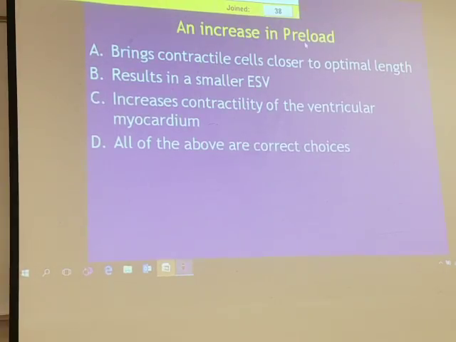So you can describe preload as an increase in force independent of contractility. Contractility is an increase in force independent of fiber length. And with preload, that's what's changing, fiber length, getting closer or further from optimal.